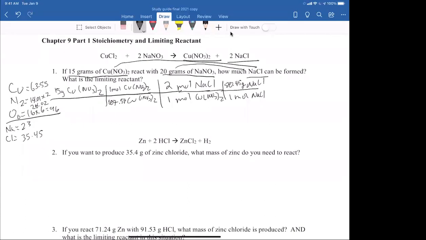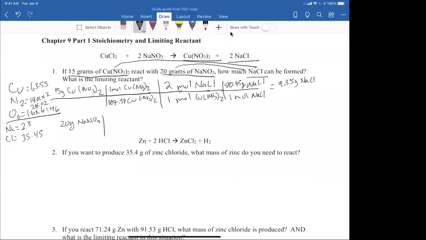Okay, so remember, you multiply by the top, divide by the bottom. So it's 15 times 1 divided by 187.57 times 2 divided by 1 times 58.45 divided by 1. That gives you 9.35 grams of NaCl.